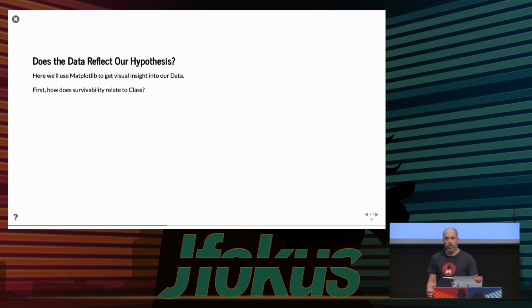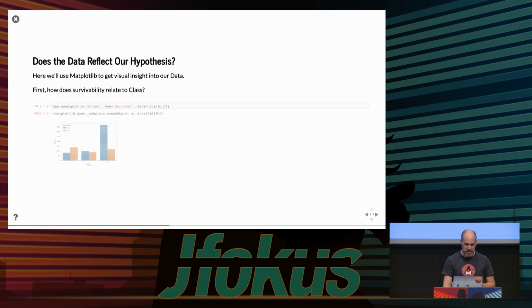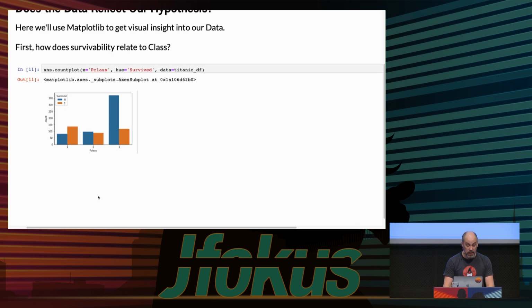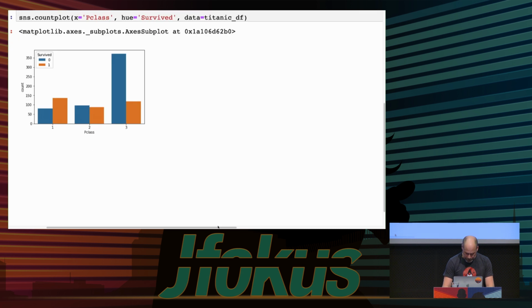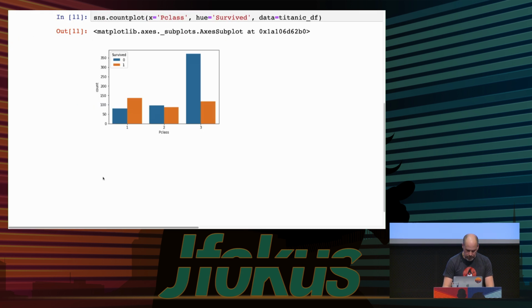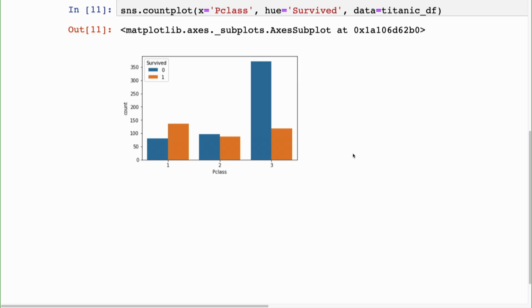And now we've got to the point where we can start looking at our data. Does our data reflect our hypothesis? We can do some simple graphs to get an idea if it does. The first one is plotting the class against survival. What we see here, and these are just counts, is that if you're in first class, the number of people who survived, which is 1, is higher than those who died. If you're in third class, you're in trouble, right? Your chances were not good. Whereas if you're in second class, it's 50-50. So the data reflects my hypothesis pretty well here.